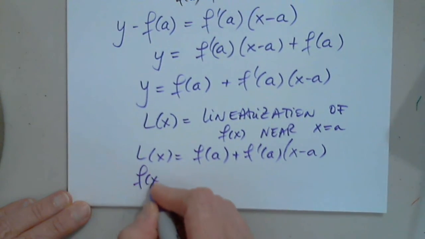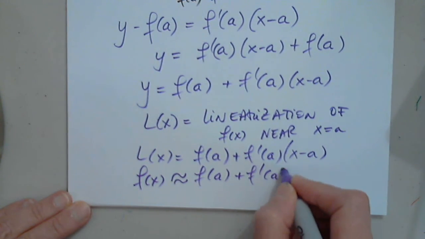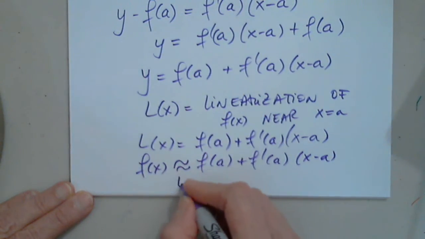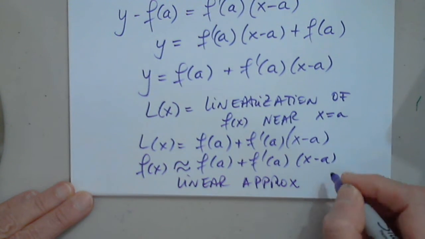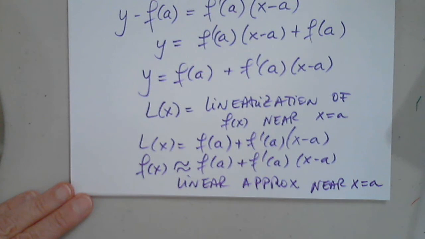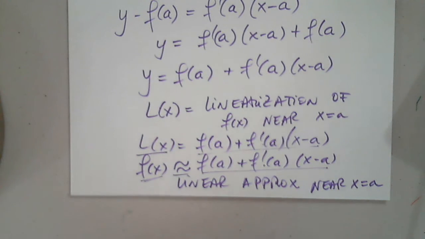And also we can say that the function is approximately f of a plus f prime of a, x minus a, and this is the linear approximation near a. Okay, so L of x is the same thing, f of x approximately the same thing with these two. That's all it means. And now let's start with Isaac's question.